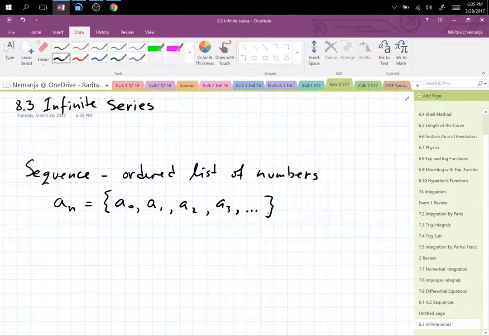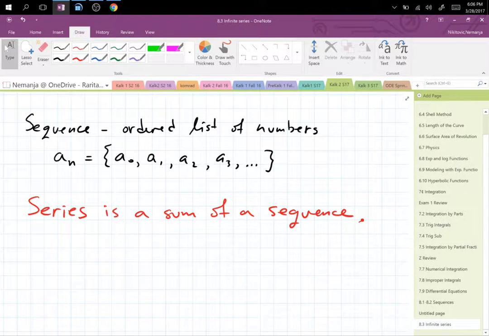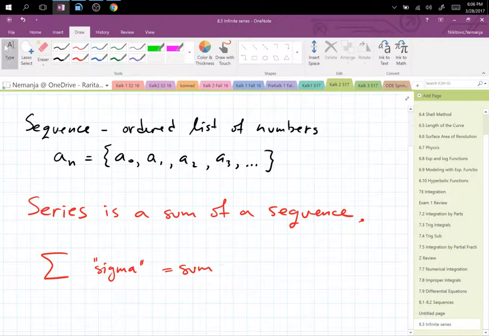Now we are going to go a step further, and we are going to define series. A series is a sum of a sequence. So now we are introducing a summation symbol, Greek letter sigma, which is equivalent to our capital S. It looks like this. It stands for sum. So this is sigma. You know that obviously from a Calc 1 class, but that's okay.